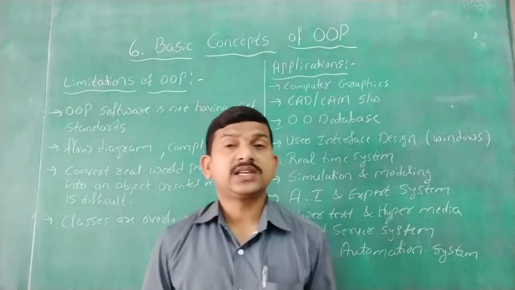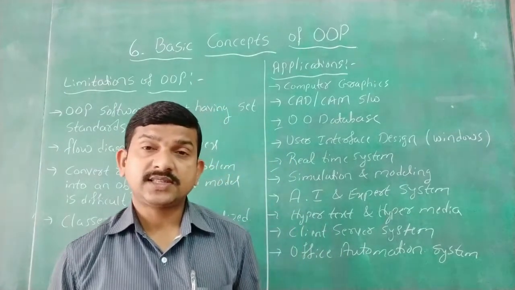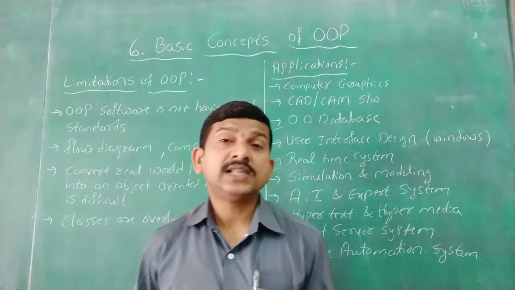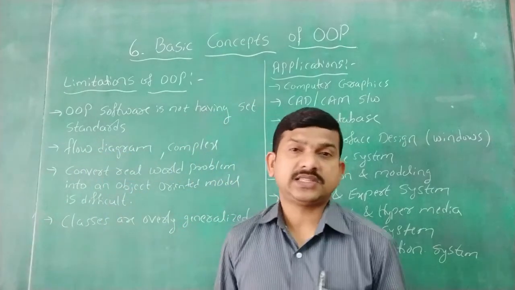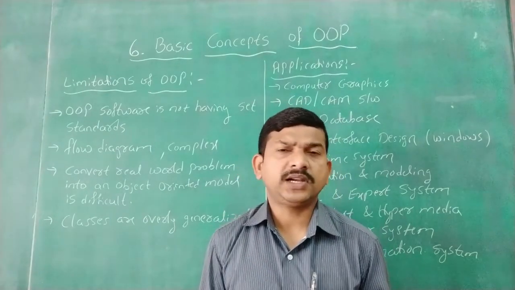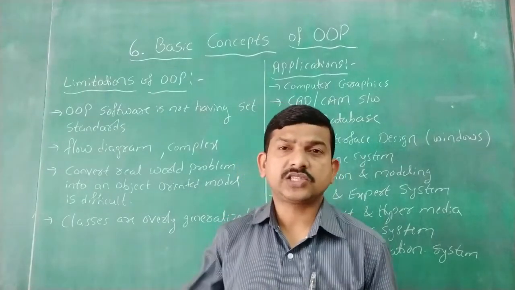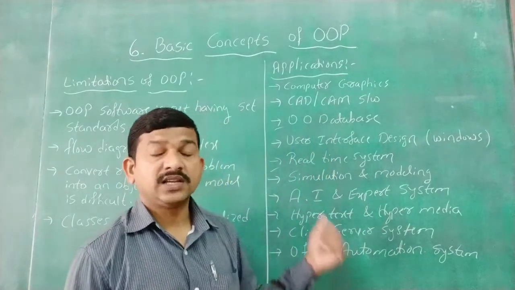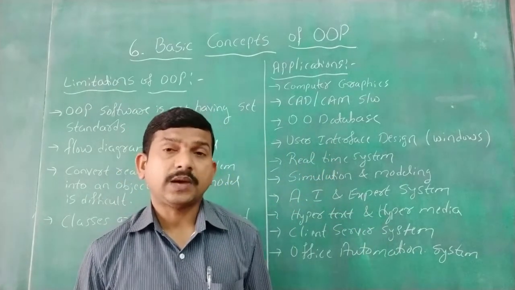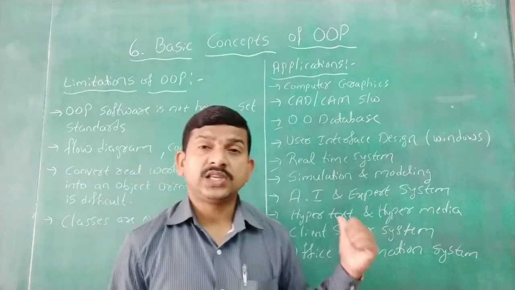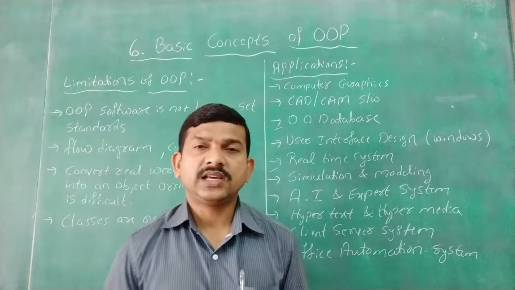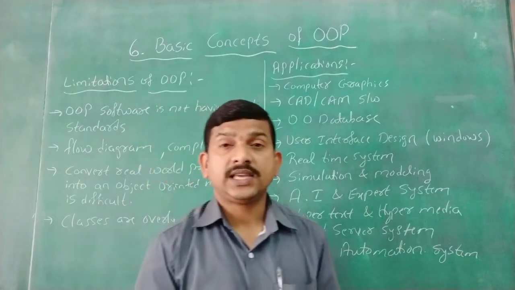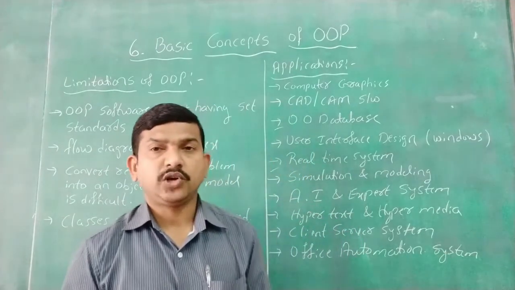So later we discussed some of the advantages of using object-oriented programming as well as some of the disadvantages. Disadvantages is nothing but limitations of using object-oriented programming. And in the last part we discussed some of the applications, the applications where we are using this concept. Is it clear? So these are the parts covered in chapter number 6, that is basic concept of OOP.